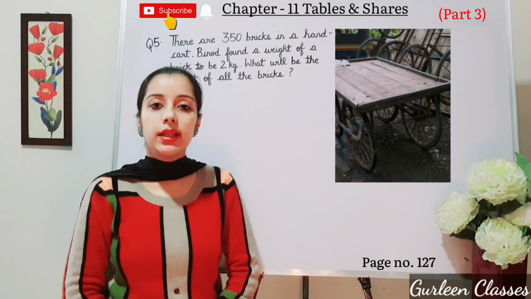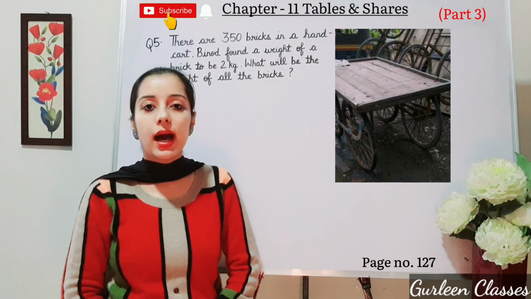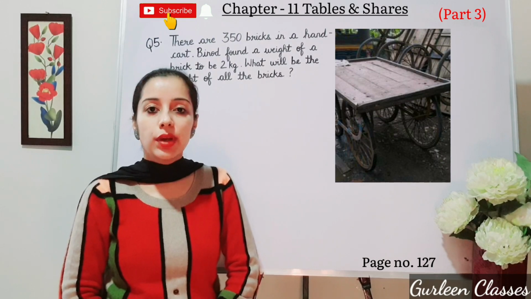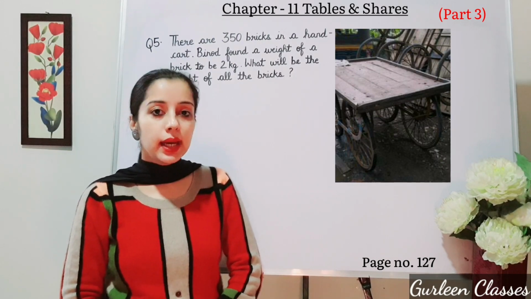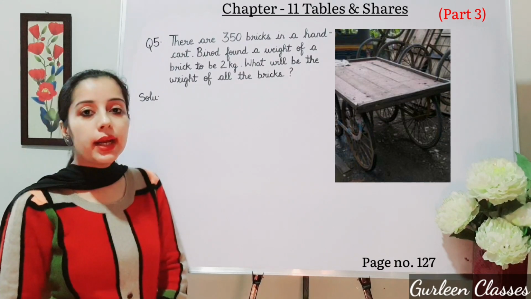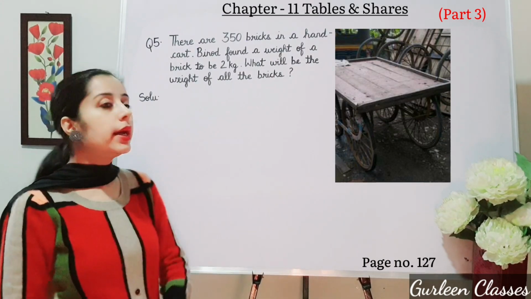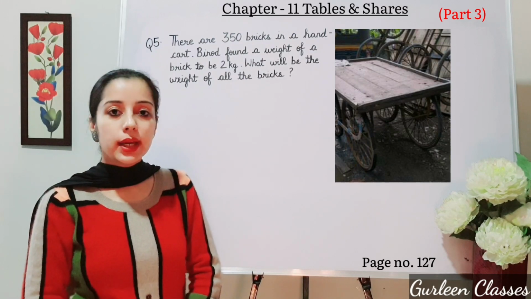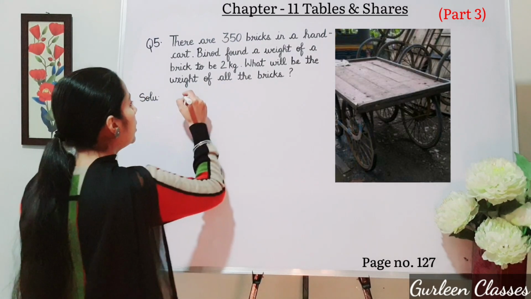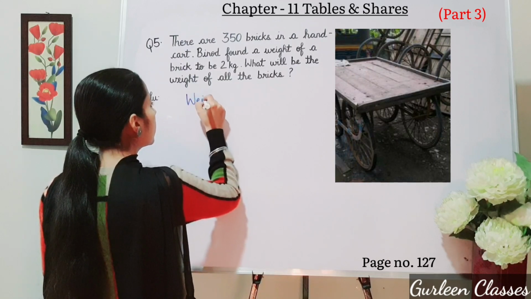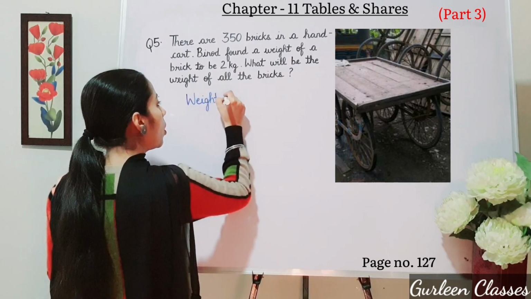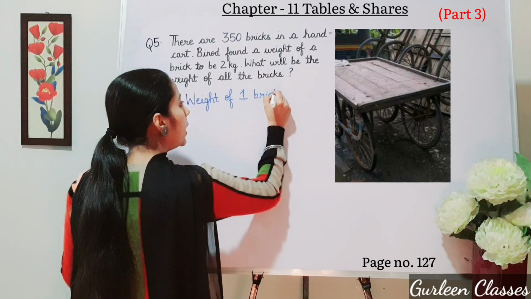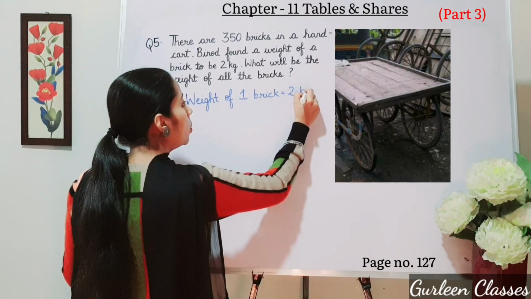Question number 5. There are 350 bricks in a handcart. Handcart means ठेला. एक ठेले में 350 bricks रखी है. Then Binod found a weight of a brick to be 2 kg. So weight of one brick is equal to 2 kg. So let us write here, weight of one brick is equal to 2 kg.